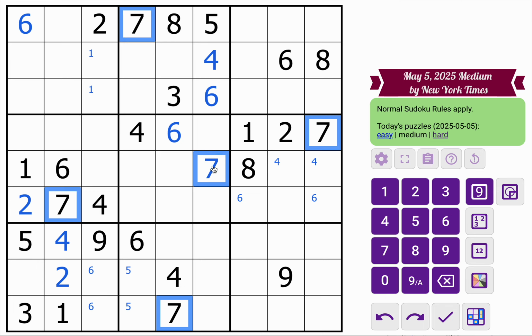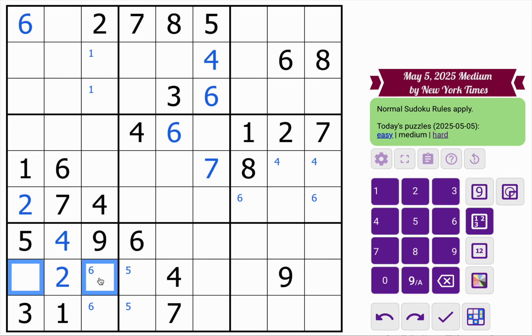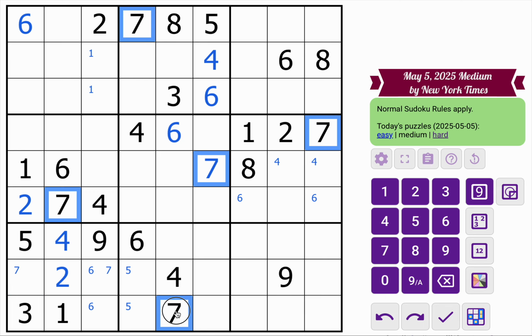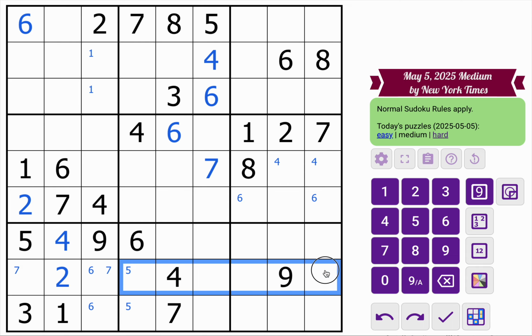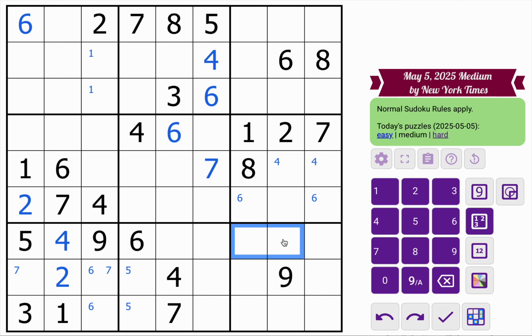And okay, 7 is in the bottom. There's only two places for 7 to go. This is 7. That means the 7 has to be in the top here, because you see 7 can only go in the middle, which means it takes out 7 for this entire row. So 7 has to be in this because there is a 7 here.